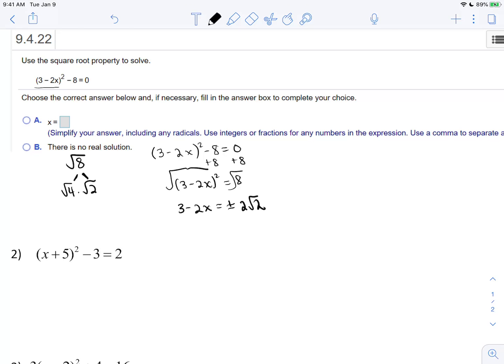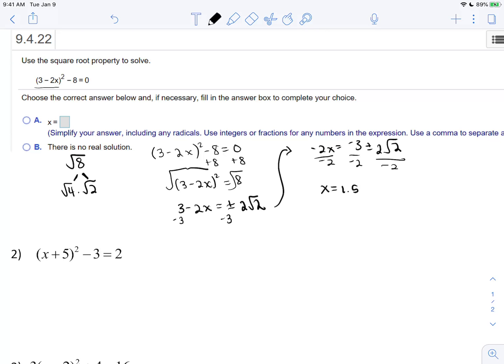Now that we've undone the squared part, we want to get just x by itself. I'm going to take away 3 from both sides. So now I have negative 2x equals negative 3 plus or minus 2 radical 2. I want just x, so I'm going to divide everything by negative 2, okay? That leaves me with just x on the left side. A negative 3 over a negative 2 is positive 3/2, or 1.5.